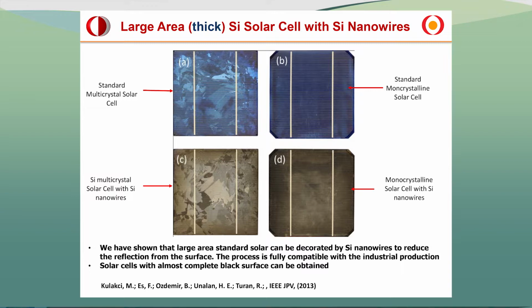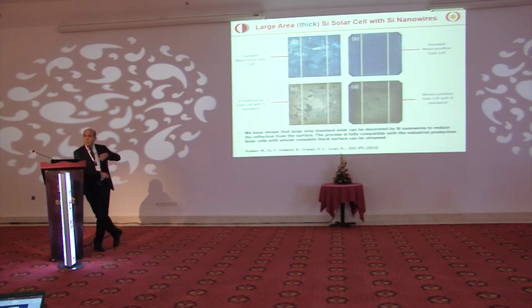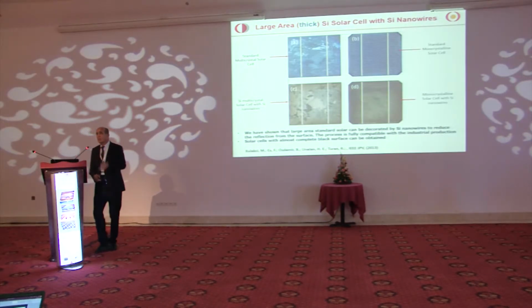You see the pictures. These are the standard cells without nanowires. These are the cells with nanowires. So you see the black appearance. You can understand just by looking at them how the absorption is enhanced, or reflection is reduced. So we have shown that large area standard solar cells, which is applicable to the industry, can be decorated by using silicon nanowires.